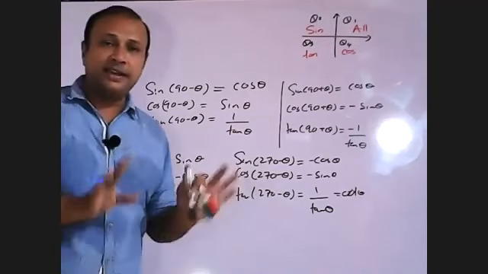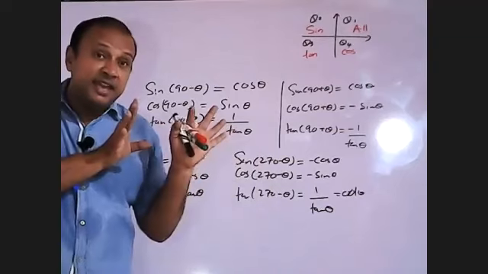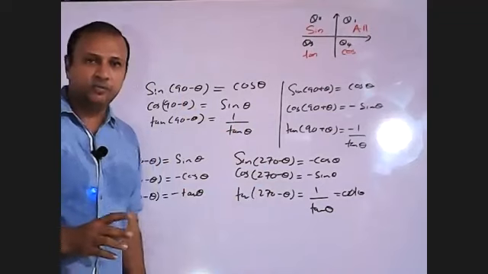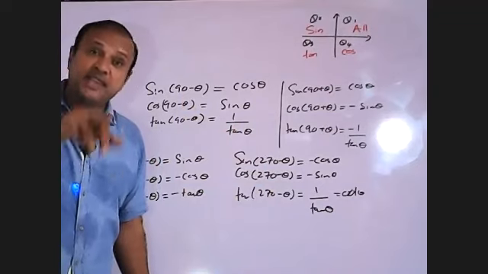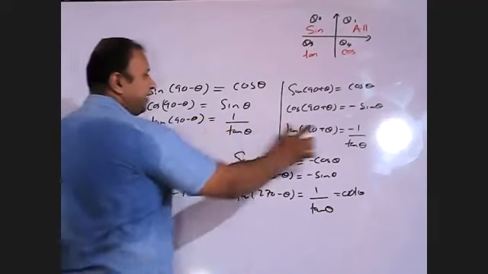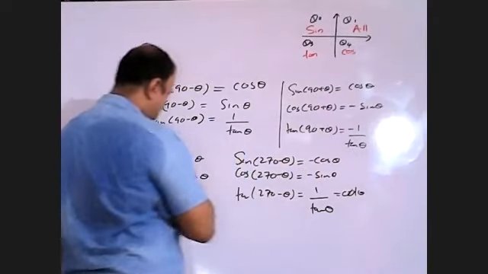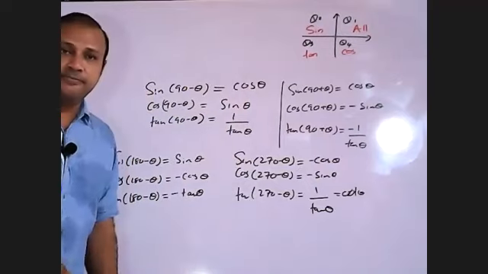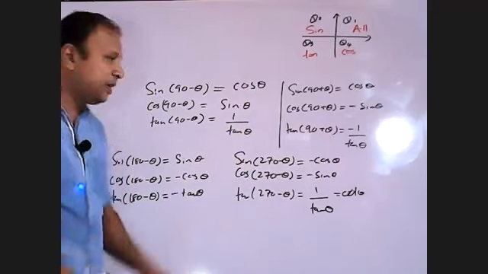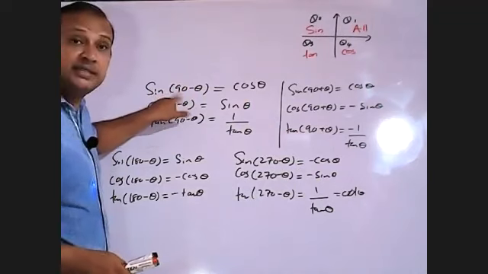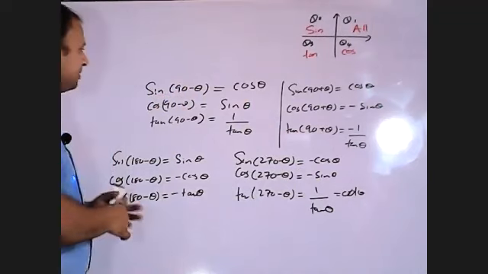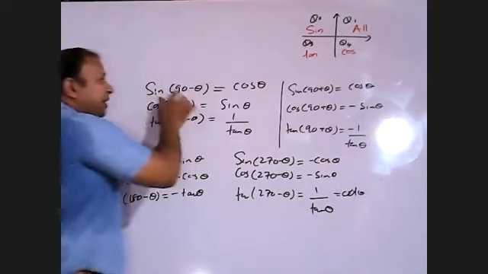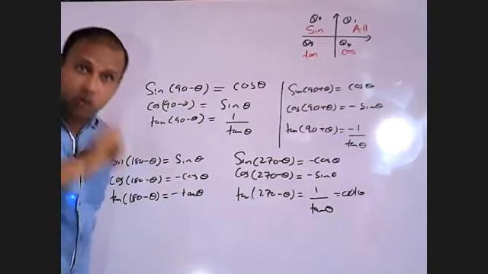Now I can determine the magnitude. Then you should determine the sign. How to determine the sign? To determine the sign, you have to use this argument. You have to determine which quadrant this angle belongs to. Look at this. 90 minus theta means it belongs to the first quadrant.